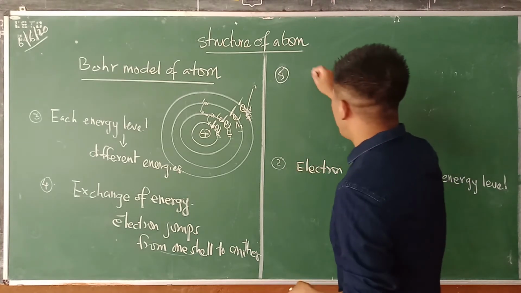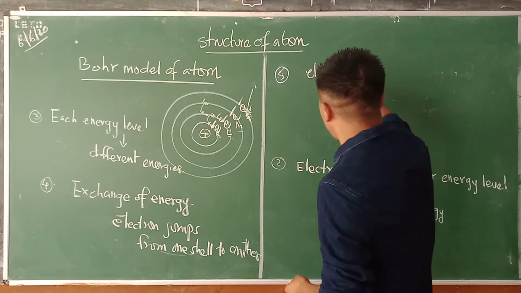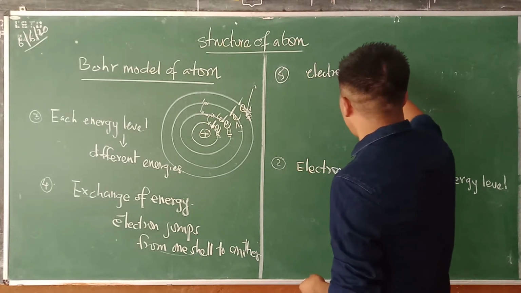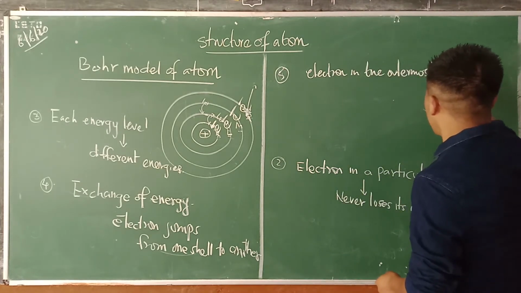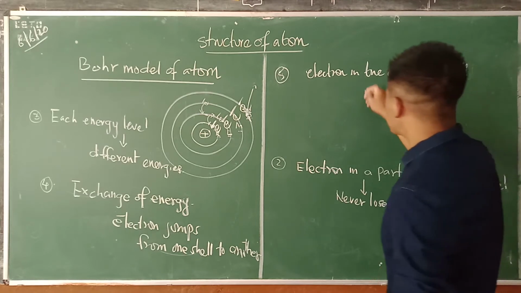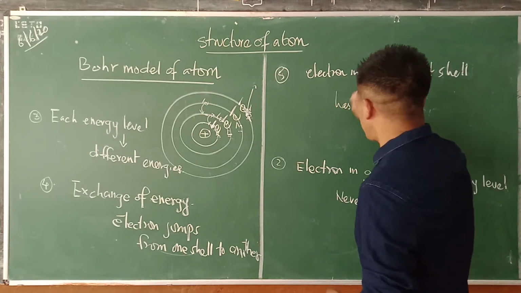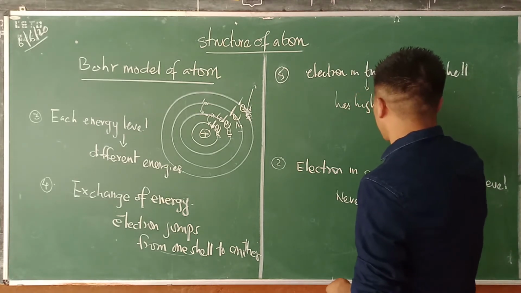Electron in the outermost shell has highest amount of energy.